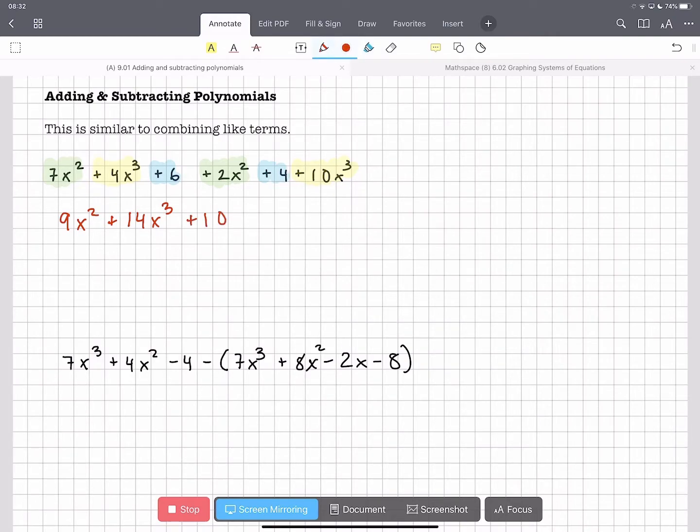So like terms in polynomials are variables that have the same exponent. Very important to remember that and combine those. Now my polynomial that I have here is not in descending order, so I've just got to reorder it to 14x cubed plus 9x squared plus 10. And there's the answer.